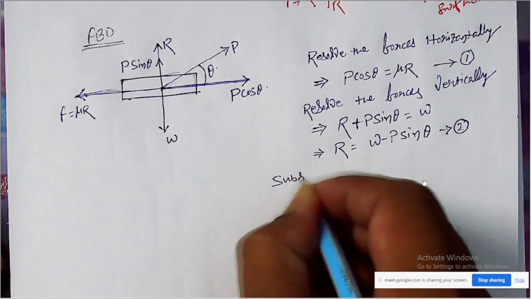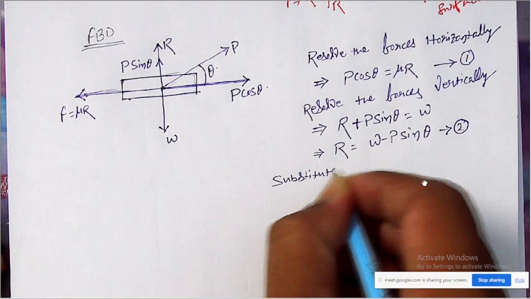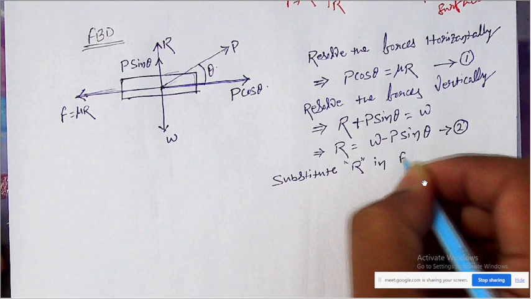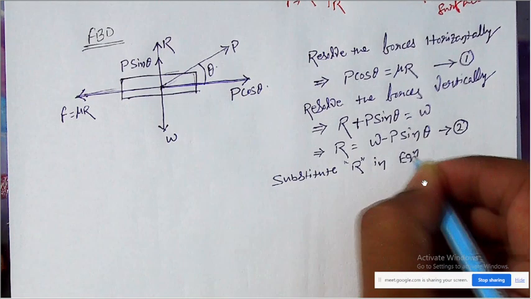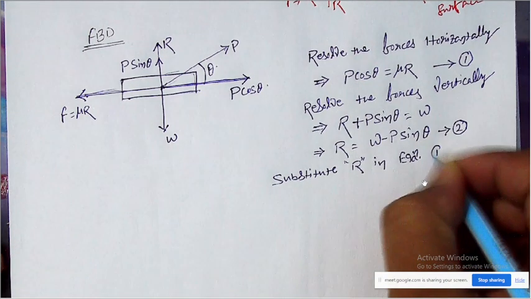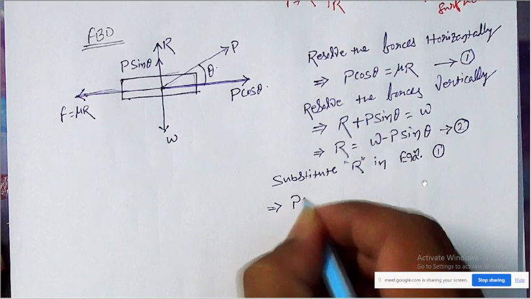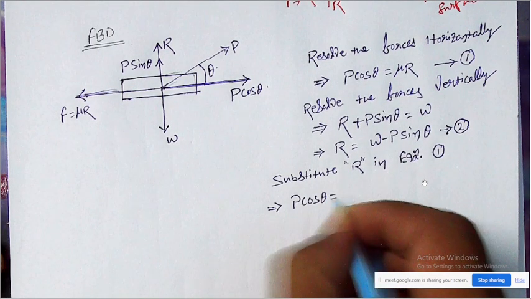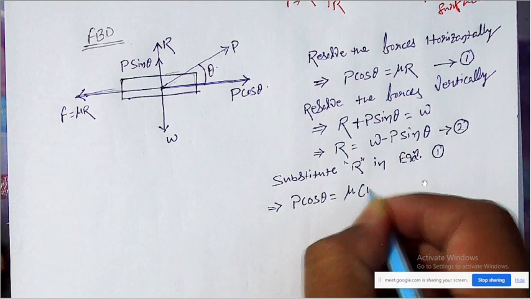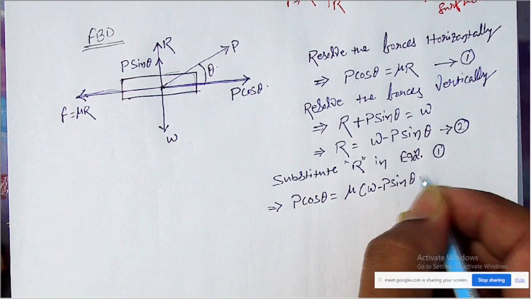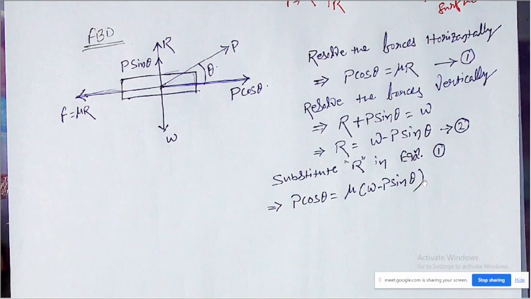So substitute R in which equation? Equation 1. In equation 1. So you get P cos theta is equal to mu into W minus P sin theta. Okay.